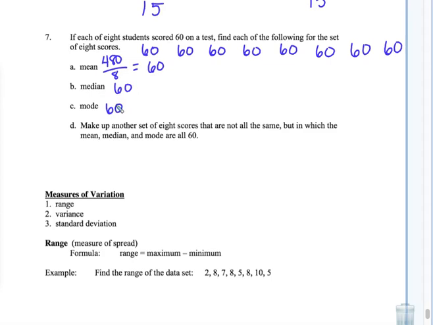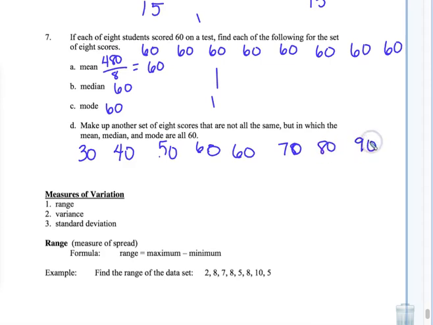I like part D because it asks you to make up another set where you come up with a different set of grades for 8 students who also have a mean, a median, and mode of 60. There are different ones that you can come up with. The one that I came up with that works is: one student made a 30, one made a 40, one made a 50, a 60, another 60, a 70, an 80, and a 90.